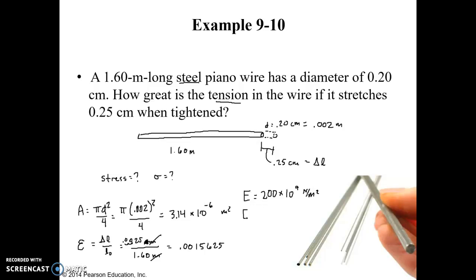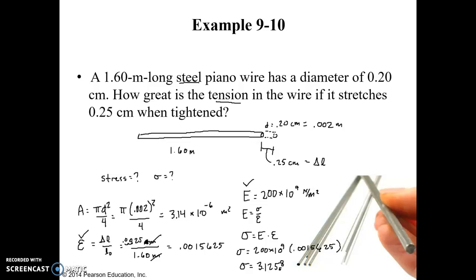So if modulus of elasticity is equal to stress over strain, and we know the strain and we know the modulus of elasticity, we can calculate the stress. The stress is going to be equal to the modulus of elasticity times the strain. So the stress is equal to 200 times 10 to the 9th times the strain of 0.0015625. Okay, looks like I'm getting a pretty big number here. I'm getting 3.125 times 10 to the 8th.